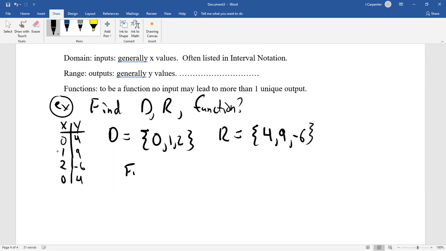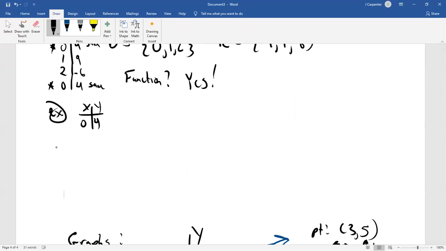Is it a function? Well, to be a function, no input may lead to more than one output. This point and this point are potential issues because it's the same input. But look at this. The outputs are the same each time. So yes, this is a function. It's okay to put in the same input and get the same output every time. What's not okay, spoiler alert, is this.